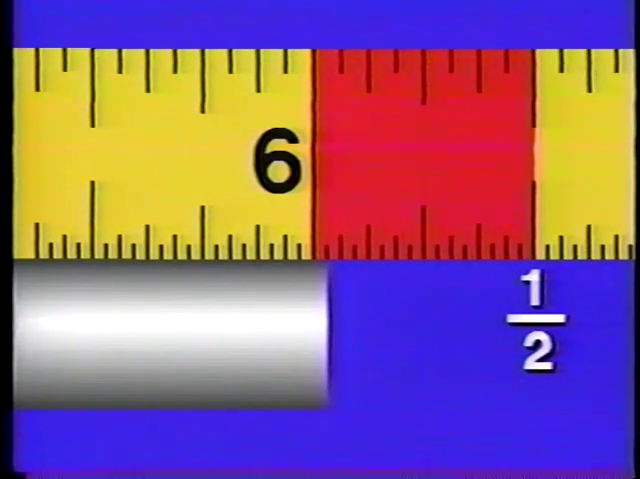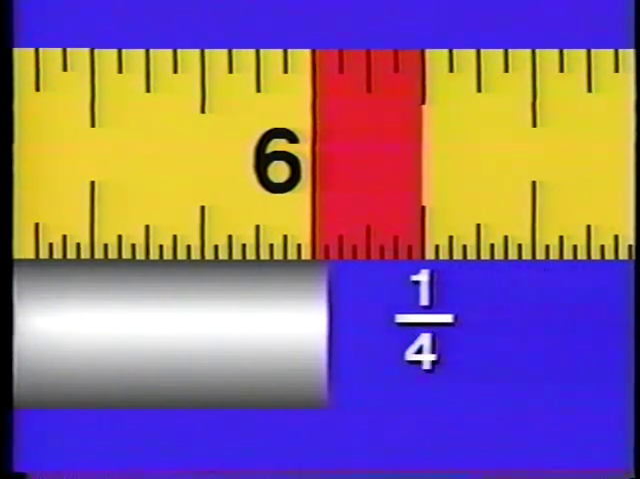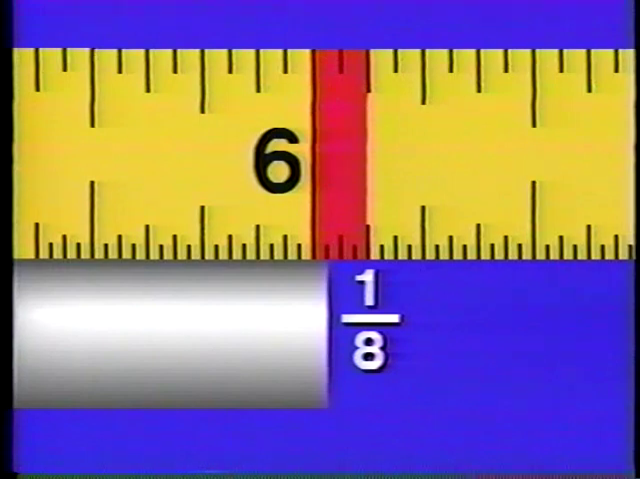In this example, we have a piece of stock that is somewhere between 6 and 6 1/2 inches. In fact, we can see that it is somewhere between 6 and 6 1/4 inches. Our task is to determine its exact length. We know that the next increment smaller than 1/4 is 1/8. However, we can see that the stock is even less than 1/8.